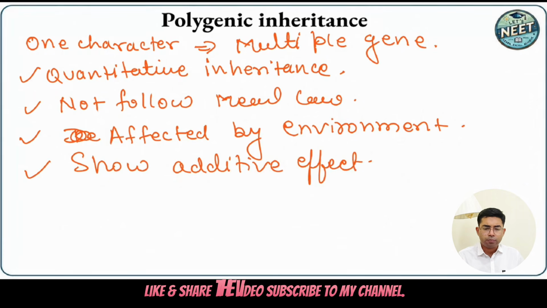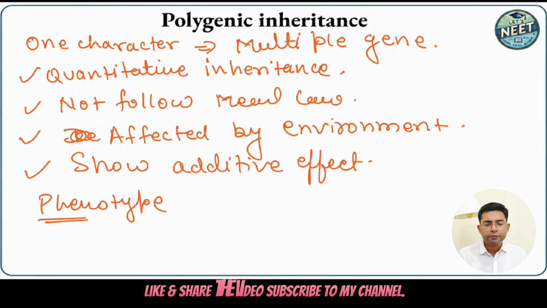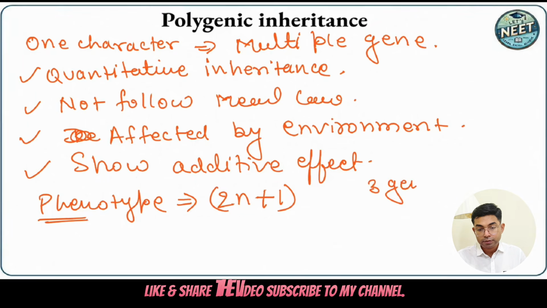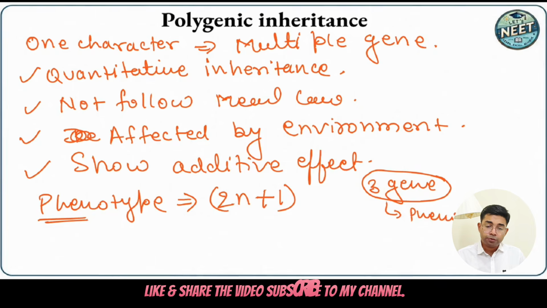These are some simple common characteristics. When you read NCERT, all points are given. Now, if a question is asked about the different types of phenotypes, the formula is 2n plus 1. For example, if polygenic inheritance is controlled by 3 genes, how many types of phenotype? Put the value in the formula: 2 into 3 plus 1, so it is 7.